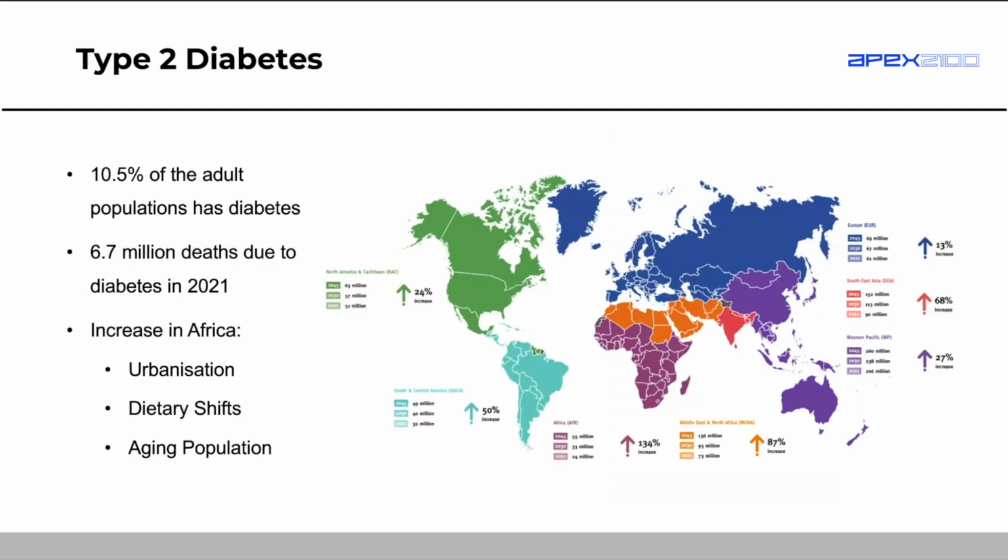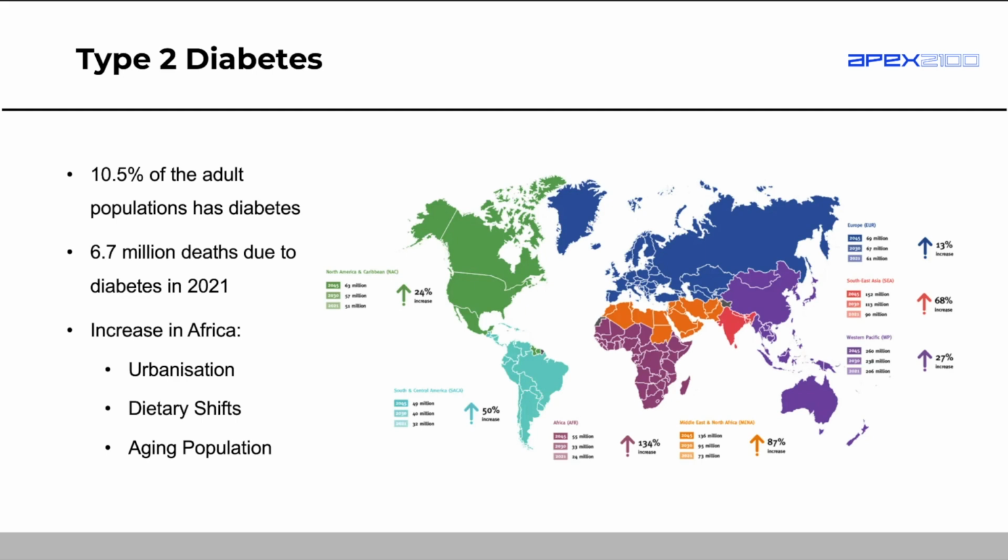Now, in terms of statistics for type 2 diabetes, about 10.5% of the adult population has diabetes, and 6.7 million deaths in 2021 were due to diabetes. Now, you can see on this map that diabetes prevalence is increasing. It's increasing within every single continent, and possibly the craziest one is in Africa, where it's increasing at about 134%. So massive increases in diabetes in Africa, and that might be due to several different factors.